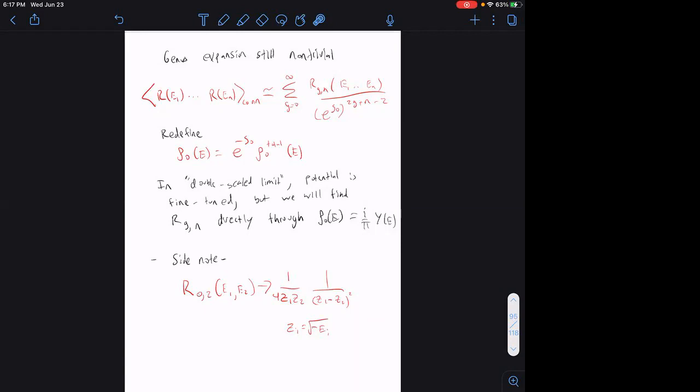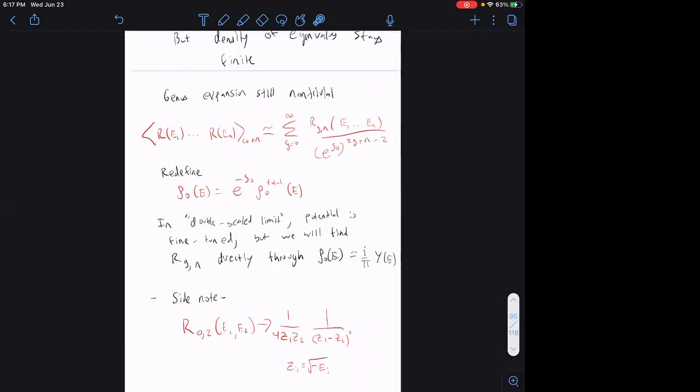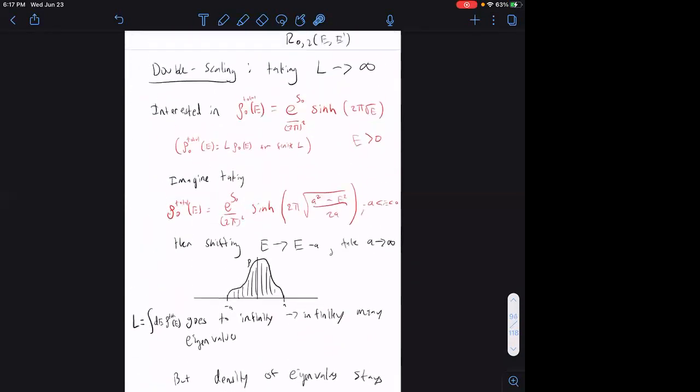So here, I've written an expansion for the resolvents in terms of powers of e to the S naught. I'm doing that because here we're taking the density of states to be proportional to e to the S naught. So in JT gravity, this came from the topological term in the action. So the density of states comes from the disk, which is just proportional to e to the S naught.